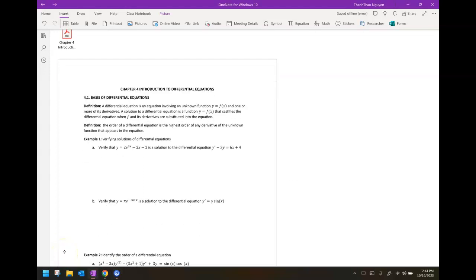Chapter 4, Introduction to Differential Equations. Here we are given a derivative and we want to find the function whose derivative is given.